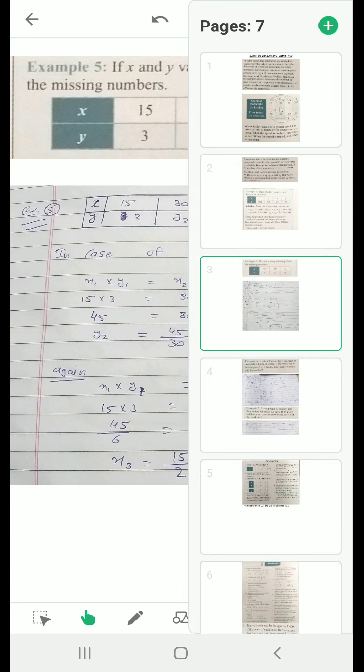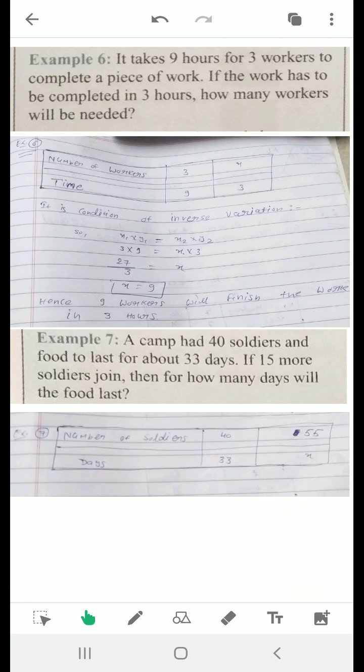Okay, now look upon some word problems related to this topic. It takes 9 hours for 3 workers to complete a piece of work. 3 workers can finish a work in 9 hours. If the same work has to be completed in 3 hours, then how many workers will be needed?